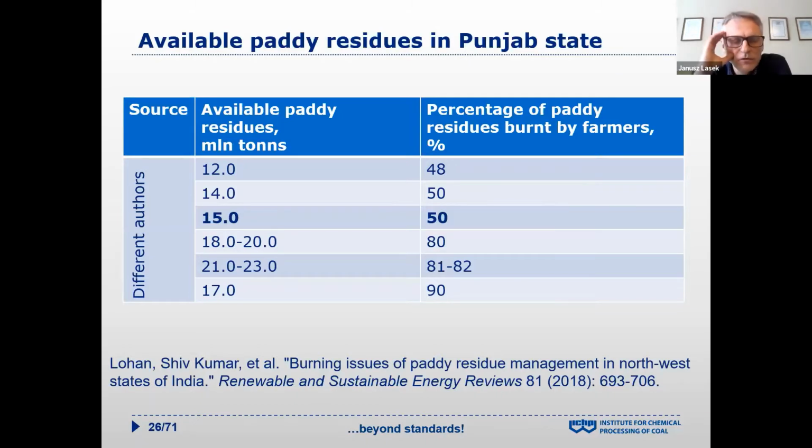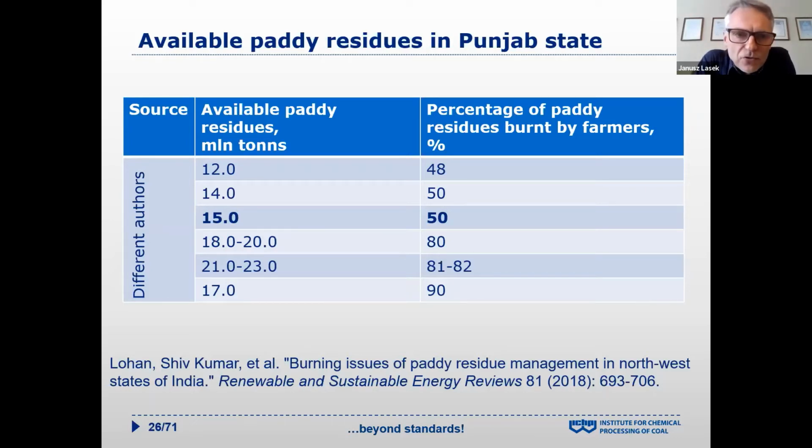I would like to draw your attention to some scenarios concerning the utilization of paddy in terms of co-firing. First, what you can see here is that, according to different authors and different literature sources, we have considered different amounts of available paddy residues in millions of tons. Some authors give 12 million tons. Some authors say 20 million tons. Of course, it's all concerning the Punjab state. So that's what we have found.